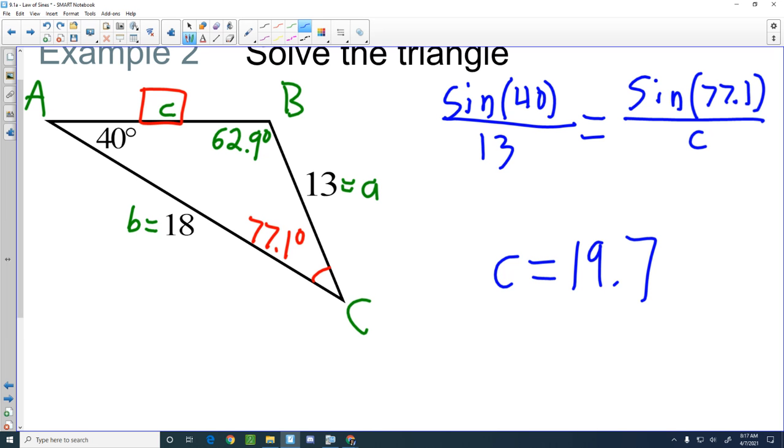Yeah? What'd you get? 13 times sine of 40. So you have to multiply the diagonals. You did 13 times sine of 40, top and bottom. You need to multiply across. Just like here, I would do this product.